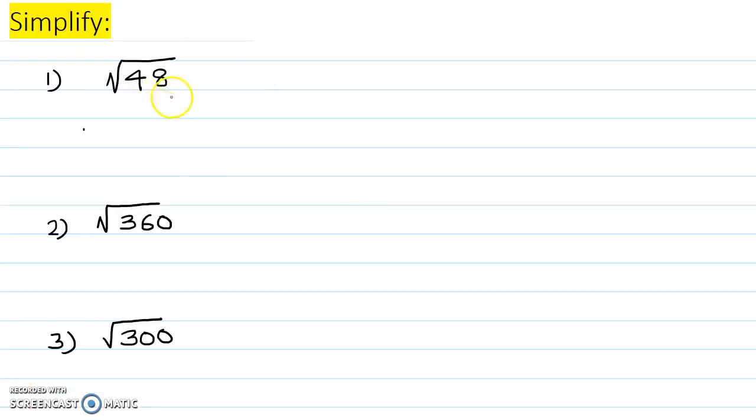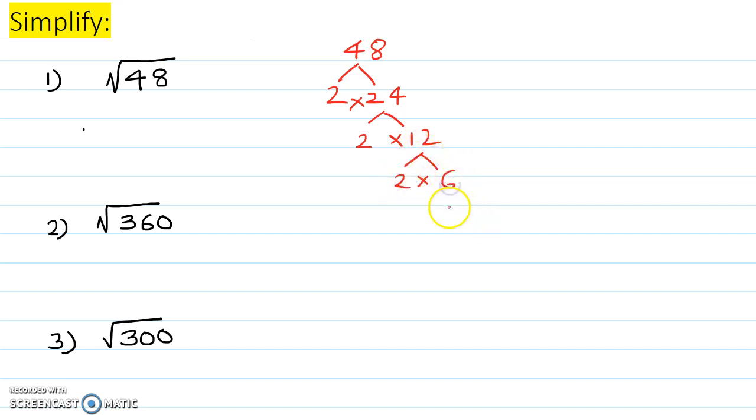Here, root 48. These questions I'm going to tell you in a very easy way. What you need to do, you know the prime factor tree, right? So 48 you can write down as 2 times 24. 24 you can write down as 2 times 12. Let's put the times sign, it will look good here. 2 times 12, and 12 you can write down as 2 times 6, and 6 you can write down as 2 times 3. Okay, so this is the prime factor method which we have learned in primary.